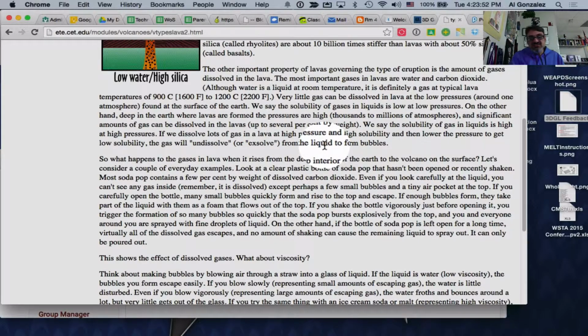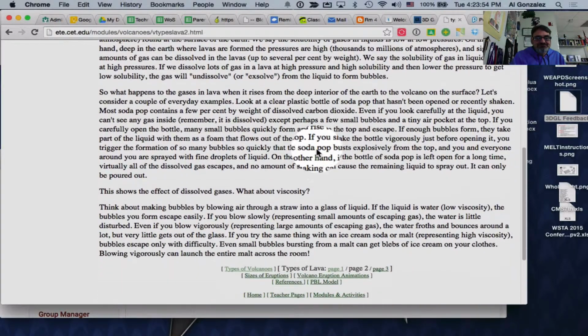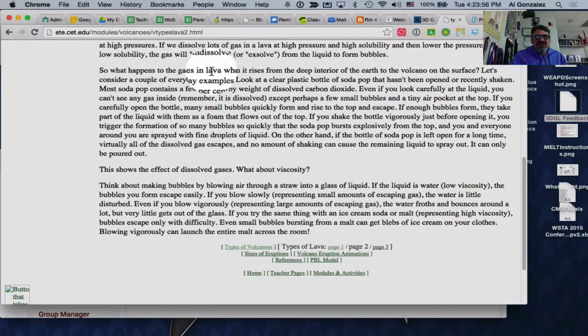That's how it happens. It happens at the surface. So what happens to the gases in lava when it rises from the deep interior of the Earth to the volcano on the surface? Let's consider a couple of everyday examples.